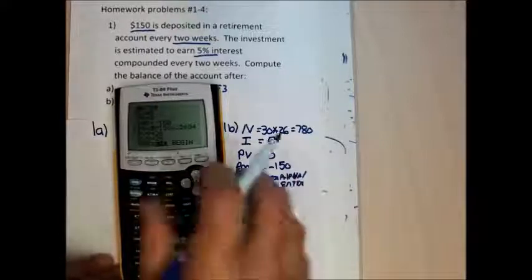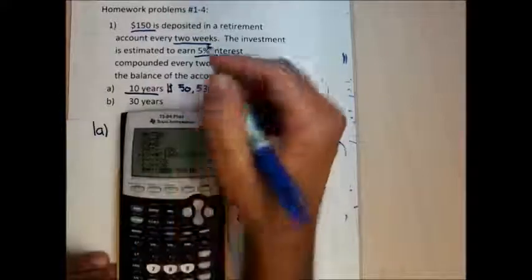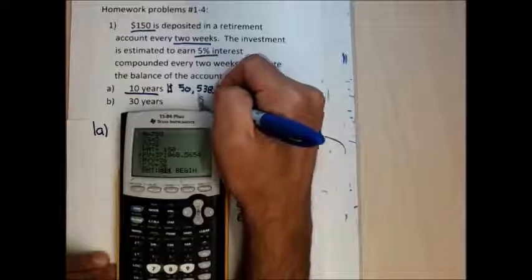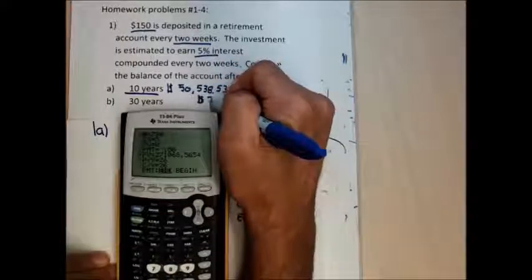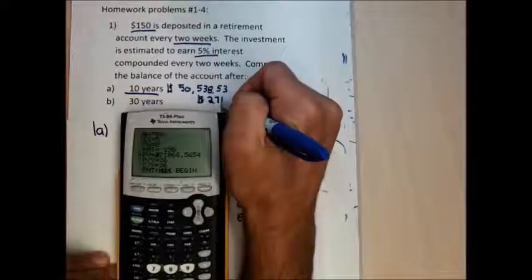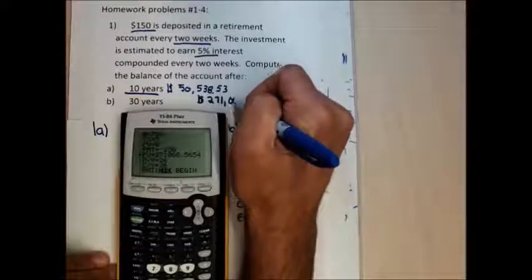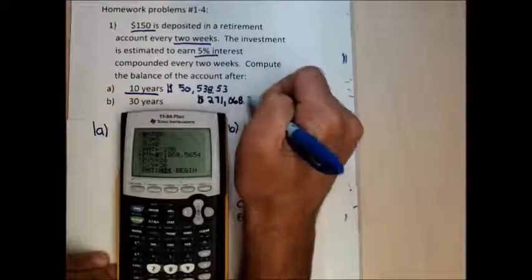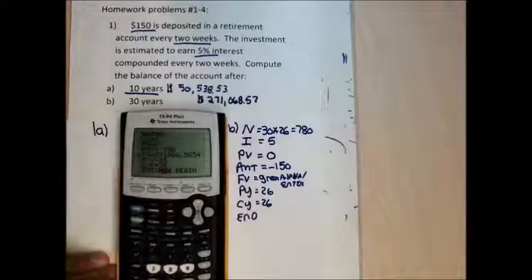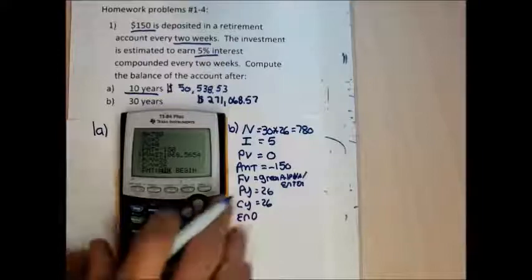And my answer for part B, I get like 5 times the money, even more than 5 times the money. It's $271,068.57 that will be saved up by putting $150 away every 2 weeks, at 5% interest for 30 years.